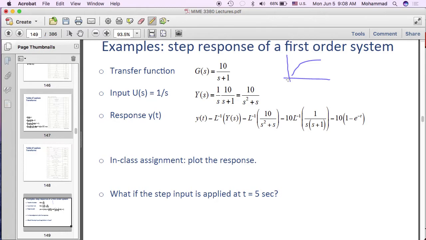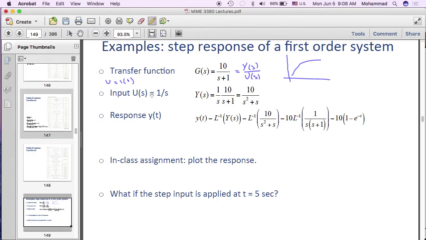We know this so far. That's what we discussed so far. Now we are going to actually find a function for the response. So what are we going to do? We recognize that the g of s, 10 over s plus 1, is y of s over u of s. If the input in time is 1(t), which is a unit step input, its Laplace transform, according to the table, is going to be 1 over s.